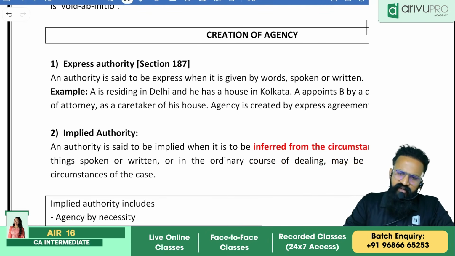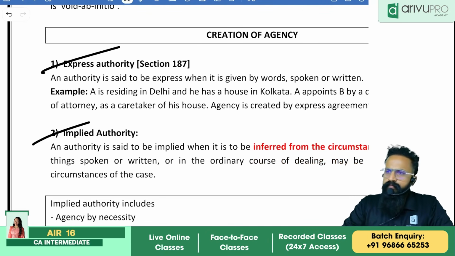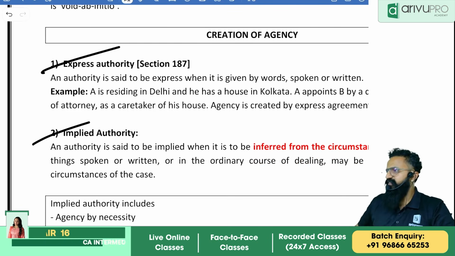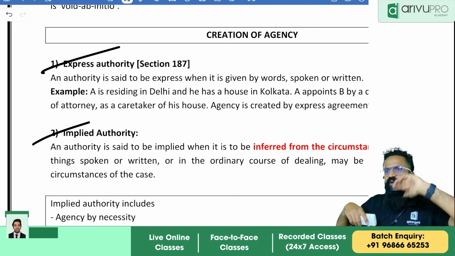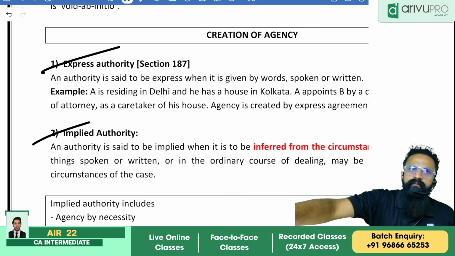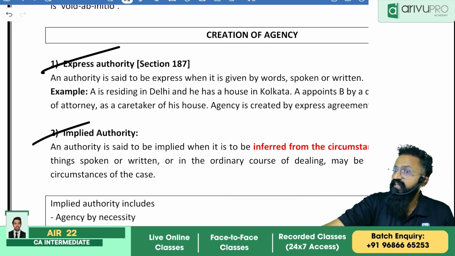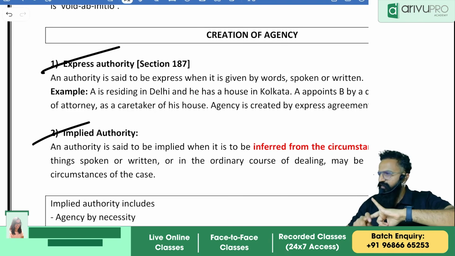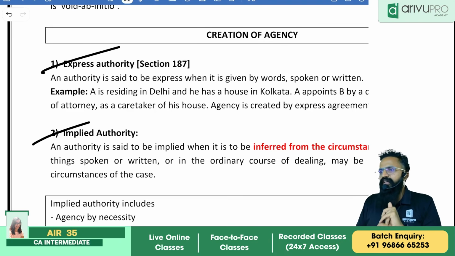Creation of agency, it can be created express or implied. Express is by power of attorney, by words or in writing. You are clearly telling that you need to create an agency. Implied means based upon necessity or circumstance. Necessity and estoppel were the examples. What is agency by estoppel?